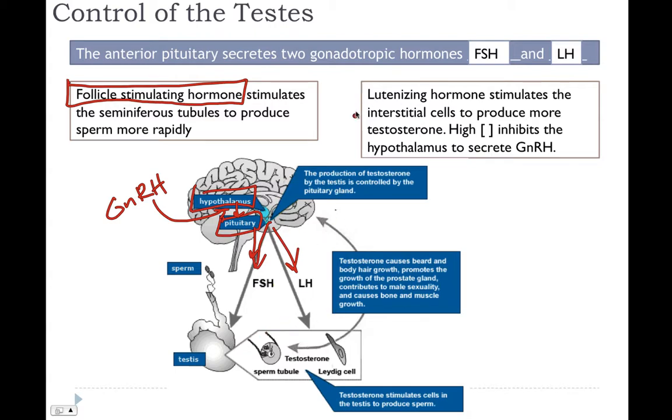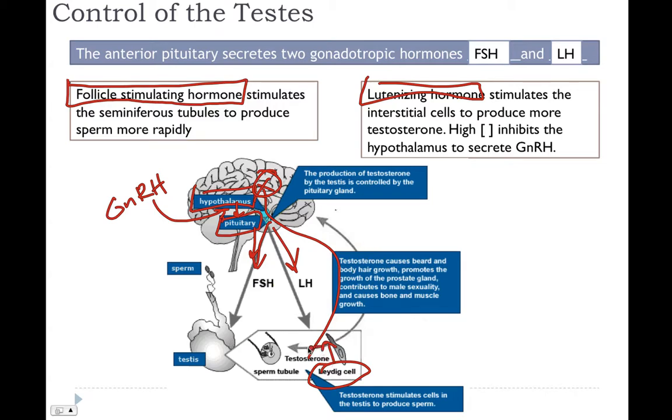On the other hand, we have luteinizing hormone, LH, and this one stimulates interstitial cells, or Leydig cells, to produce testosterone, the male sex hormone. High concentrations of it inhibit the hypothalamus from secreting GnRH. So if we have high amounts of testosterone, it's going to shut down the pathway, saying, we have high levels, we don't need more. In that way, it functions as a negative feedback mechanism.